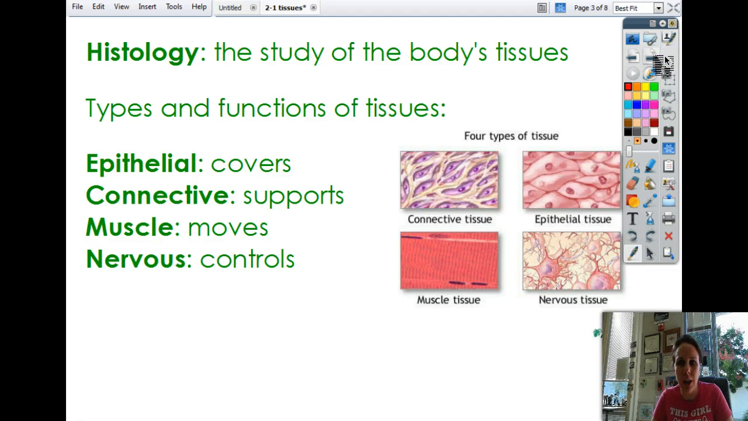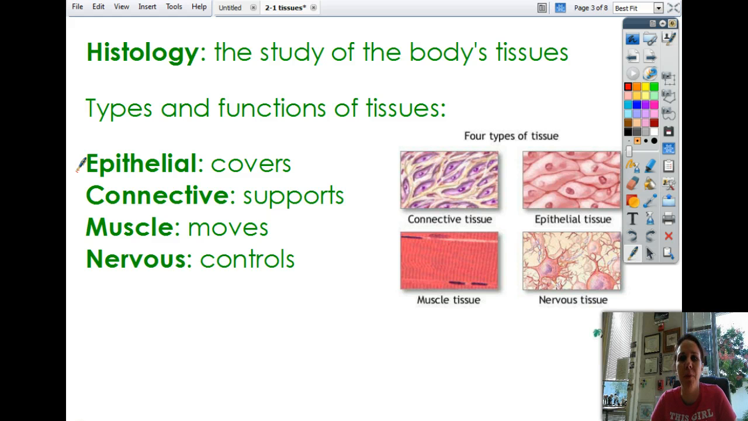Alright, so histology is the study of hist, which means tissues. Ology, the study of. So the study of the body's tissues, and the different types and functions of them. This is a very simple, basic understanding of the 4 main types of tissues that your body is made out of. First one is epithelial tissue.